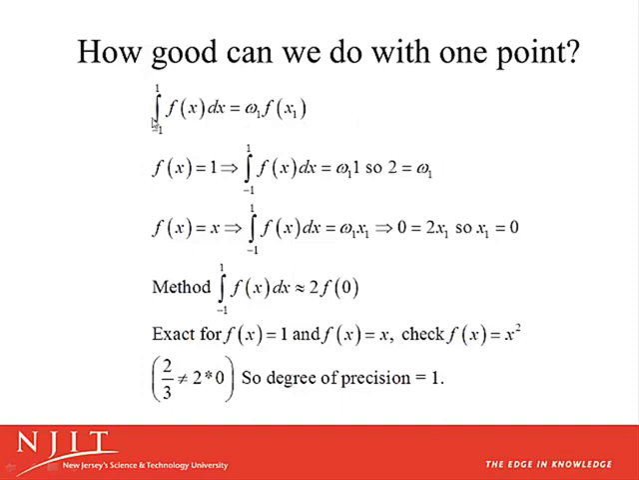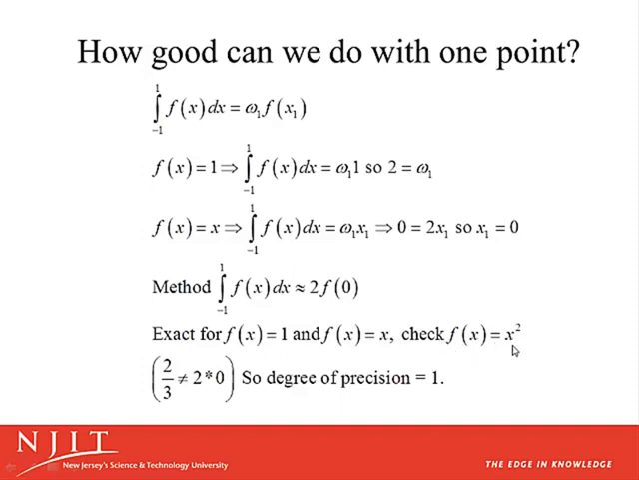If we want to make this method exact for y equals x, we find the true value of the integral from -1 to 1 of x dx, which is equal to 0, and that should equal omega 1, which we found to be equal to 2, times the x value, because f of x1 is x1. We plug that in, we get 2 x1 equals 0, so x1 equals 0. The method using 1 point on an interval works out to be the midpoint method: 2 times the y value at x equals 0.